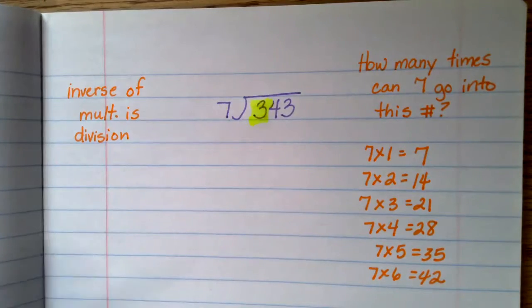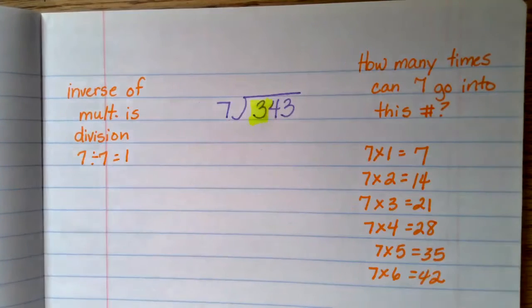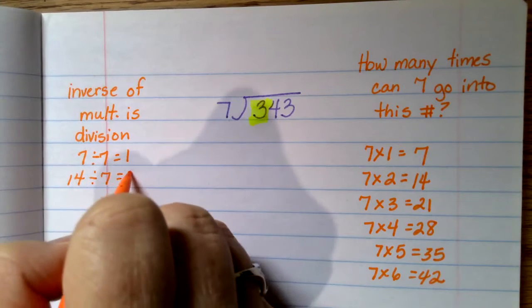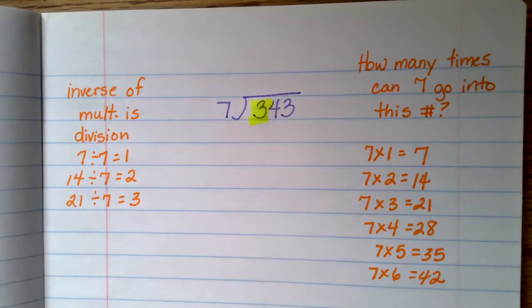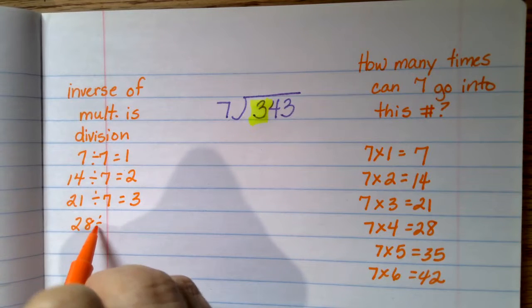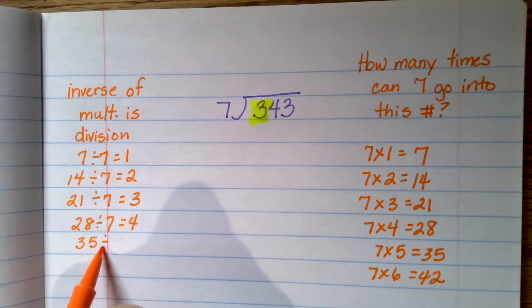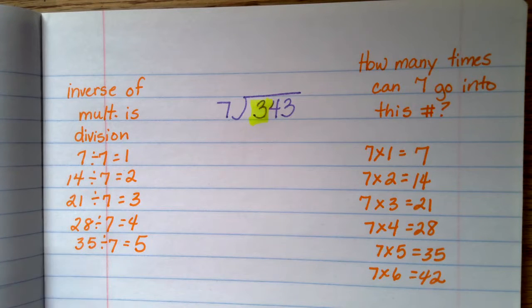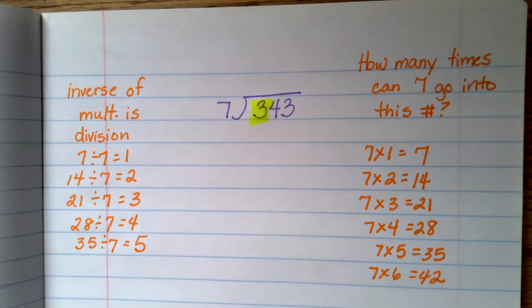So I know that 7 divided by 7 equals 1. I know that 14 divided by 7 equals 2, 21 divided by 7 equals 3, 28 divided by 7 equals 4, and 35 divided by 7 equals 5. So I can't get very close to 3 without going over. I can't get close at all without going over. So I can't do 7 into 3.